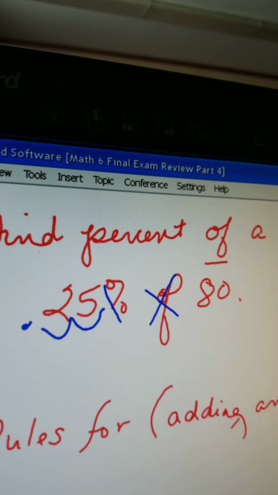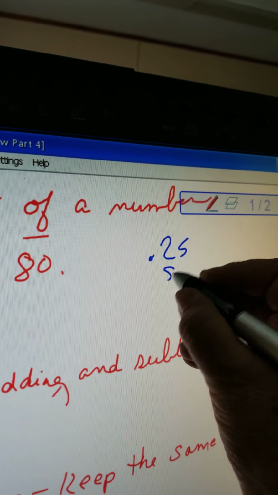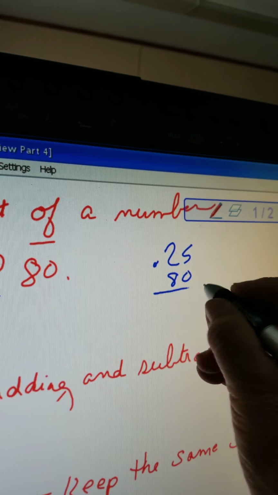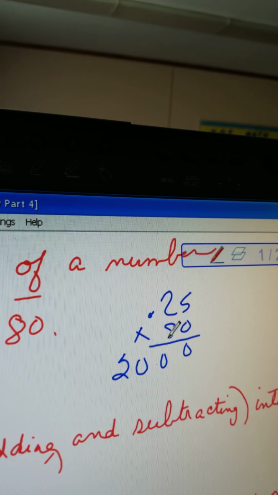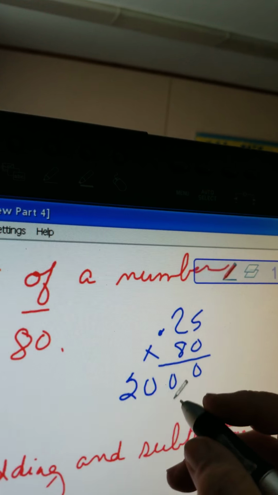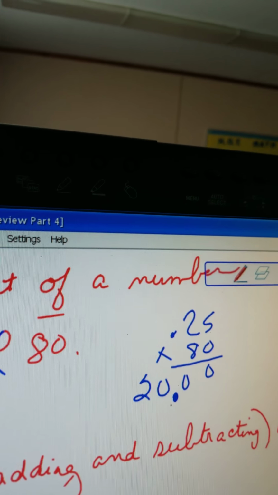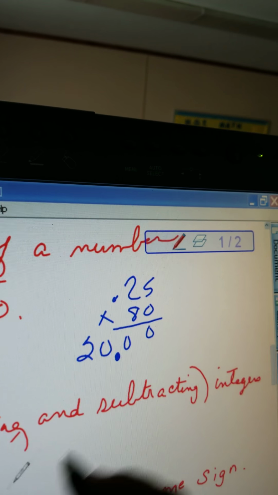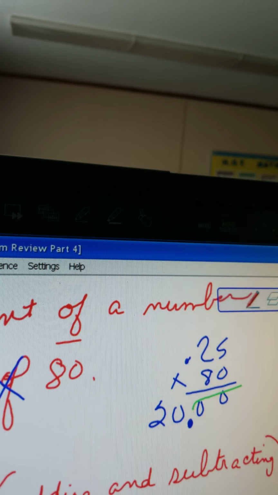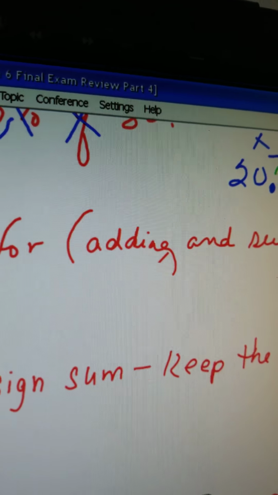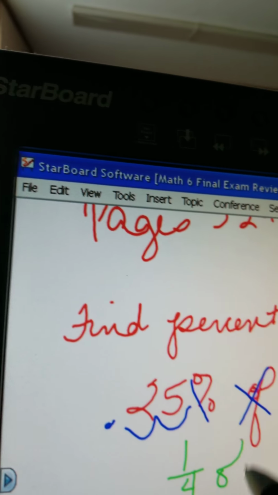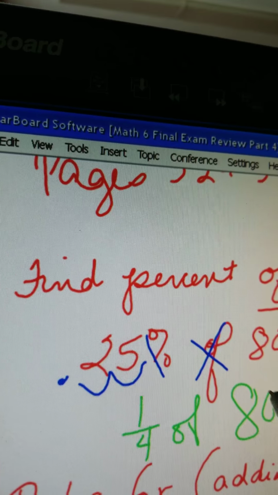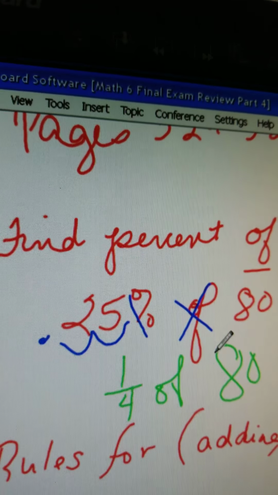Okay, 0.25 times 80. Now, when we multiply by a decimal, we count. How many places in the problem behind the decimal? 2. How many places behind the decimal in the answer? 2. Do I have to have the zeros? No, I don't have to. Can I have them? Yes. Answer's 20. Or another way you could think of that is 1/4 of 80. And that's a fourth of, if I divide in 4 parts, would be 20.